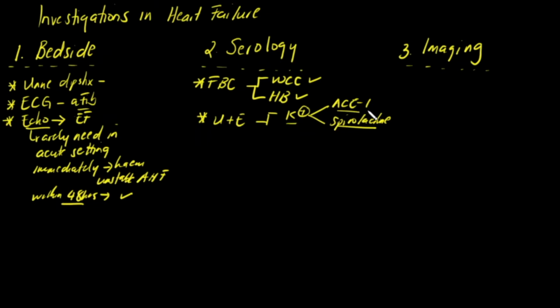An ACE inhibitor is one of the antihypertensives that can cause serious hyperkalemia. So if your potassium is above 5.5, you want to correct this before you start some of these drugs. So it is useful to do a U&E. And remember, U&E derangement can be a trigger of heart failure too. Then we move on to LFTs.